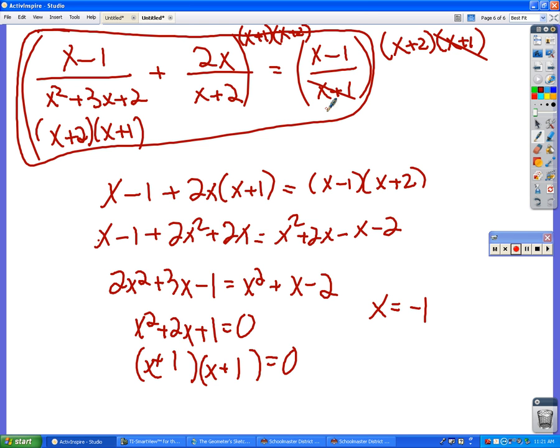And if I put in negative 1 into this fraction right here, I would have 0 on the bottom. Okay? And since I cannot do that, then negative 1 is not in the domain of the original problem. Therefore, there is no solution. It should be pretty simple because we already have it factored anyway. So also if we had gotten that x equals negative 2, that also would not work because that would give us a 0 on the bottom as well. Okay? So yes, you have to be careful with that.